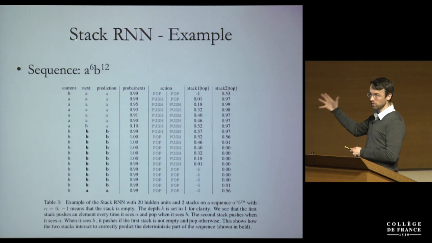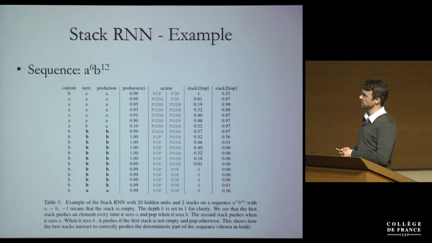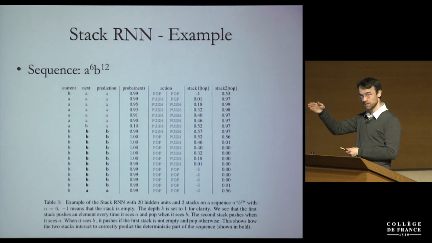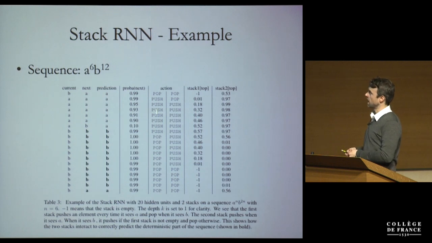Now, just to show an example of this running, this is a trained model. We use it running on the sequence A6, B12. So this means effectively you can have 6 A's, then 12 B's. You can see this particular model has 2 stacks. The first stack is effectively counting the number of A's. So it's doing push, push, push, push, push, 6 times. And then thereafter it starts popping off the stack.